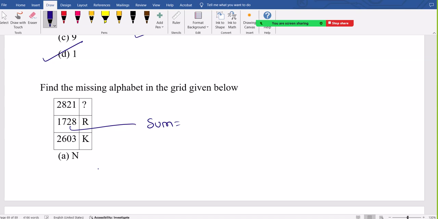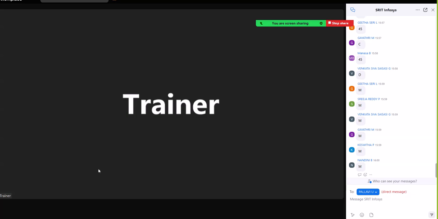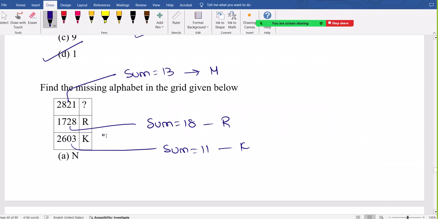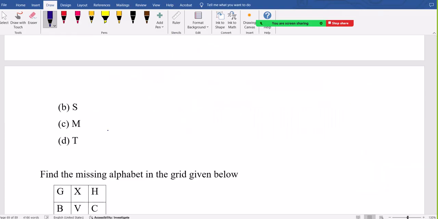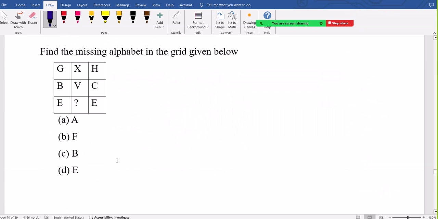Sum of digits is 18, which is R letter. Sum of digits is 11, which is K letter. Sum of digits is 13, which is M letter. M must be your option. Superb. Many gave the answer. Excellent. Now again related to letter. I believe this can be cracked by everyone.